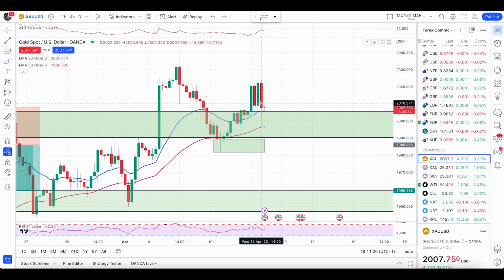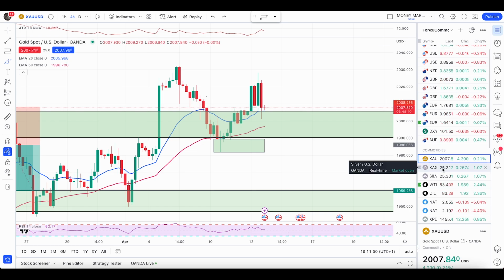But before that, if we have an entry above the 50 EMA, a bullish engulfer, then in that case we will also have a good reason to enter a buy trade. So keep an eye here, keep looking for conditions.